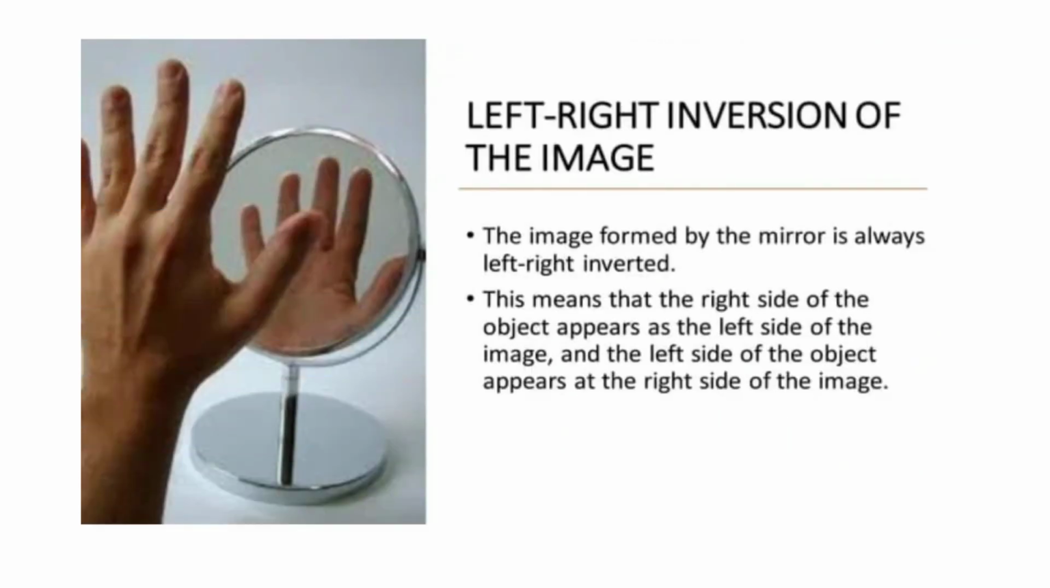The image formed by the mirror is always left-right inverted. This means that the right side of the object appears as the left side of the image and the left side of the object appears as the right side of the image. This phenomenon is called lateral inversion.